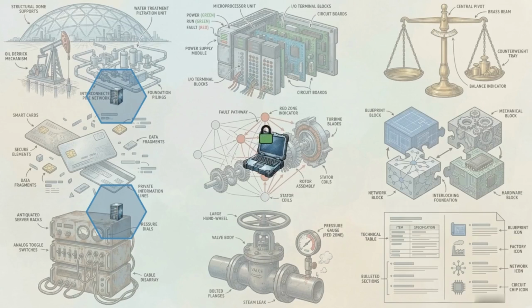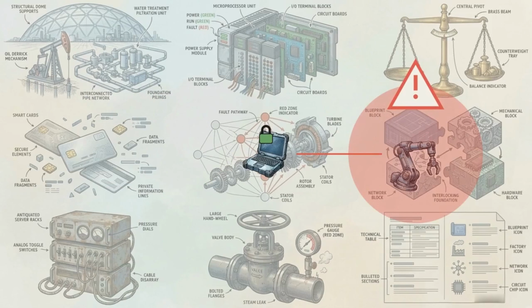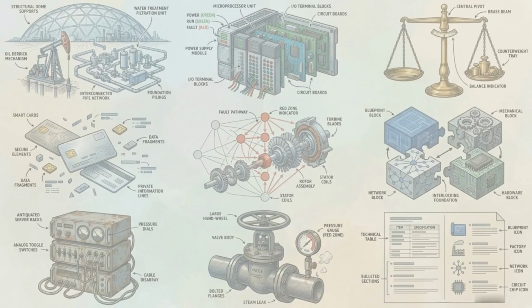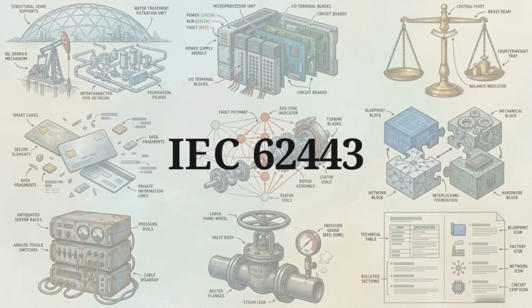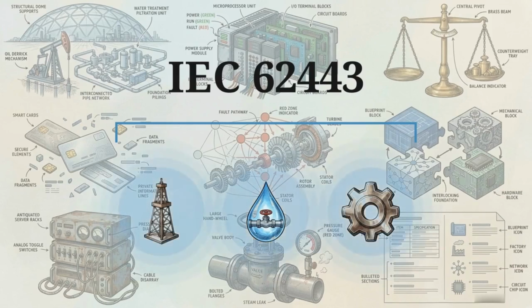Most cybersecurity professionals are trained to secure data. They focus on patching software and isolating networks. However, applying these standard IT methods to delicate physical processes often breaks the very systems they are meant to protect. To bridge that gap, the industry relies on IEC 62443. This is an internationally recognized series of standards built specifically to secure industrial automation and control systems.